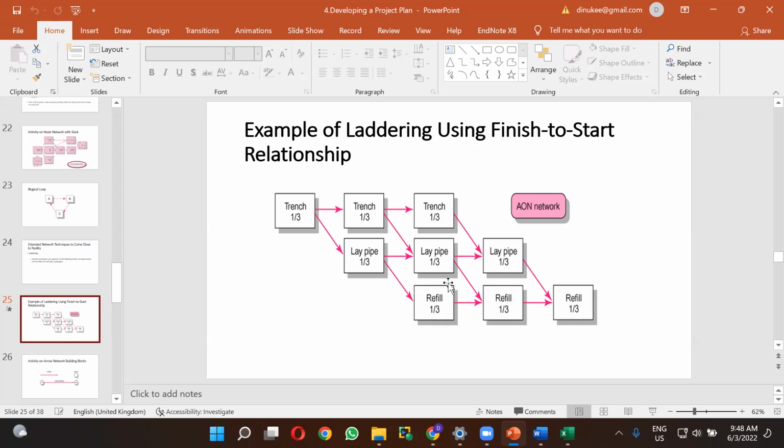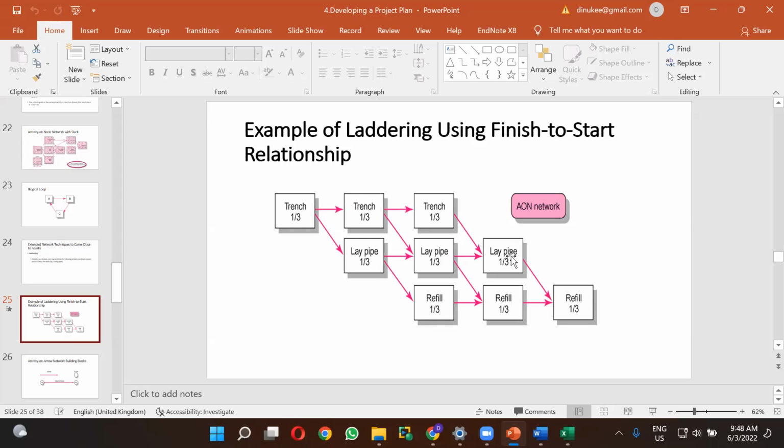And we have now completed the trench part. We have already completed all the 3 one-third parts. And the lay pipe also, we have completed 2 parts. Of the 3, we have completed 2 parts.